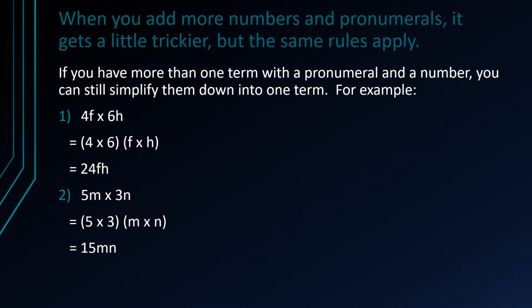If you've got 5m times 3n, then again, you multiply the 5 and the 3, and then multiply the m and the n. And so here, your answer ends up being 15mn.